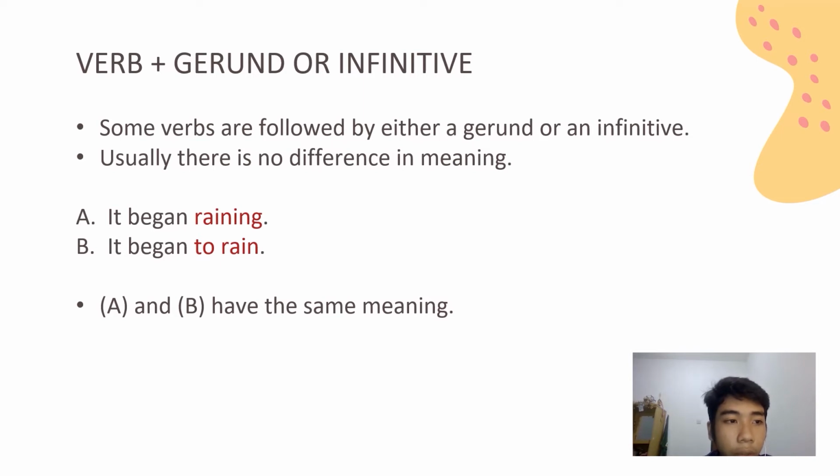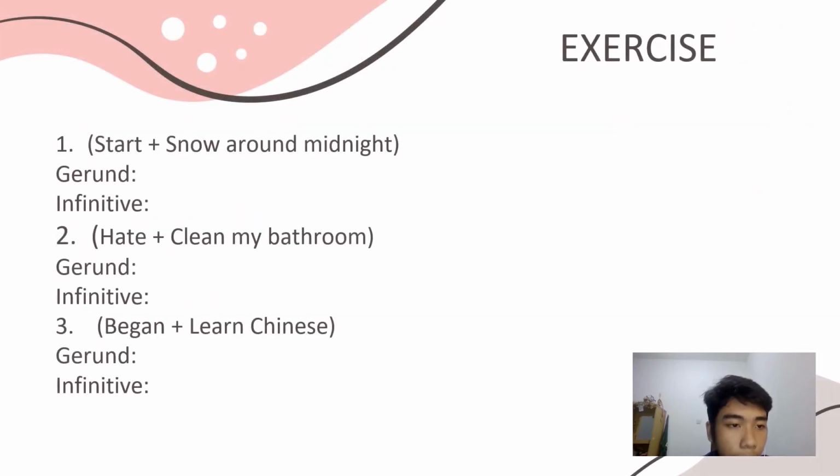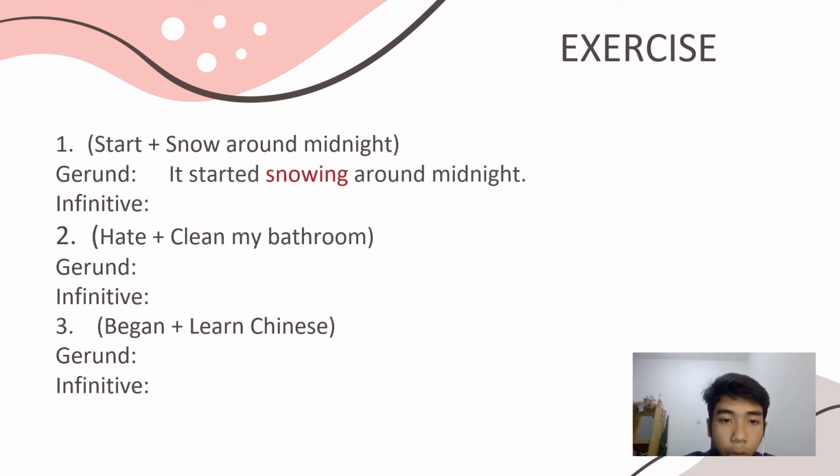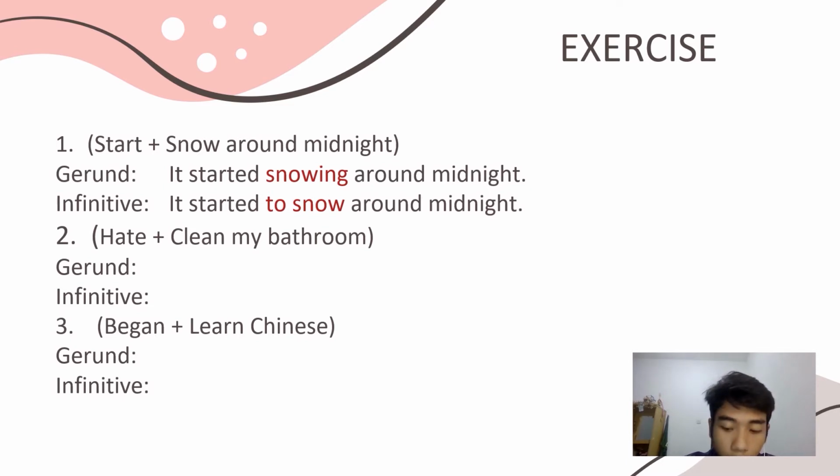Okay, so we're gonna move on to exercise. For the exercise, we need to make a sentence with gerund and infinitive. So for number 1, we have start and snow around midnight. For the gerund sentence, we have it starts snowing around midnight, and the infinitive sentence, we have it starts to snow around midnight.